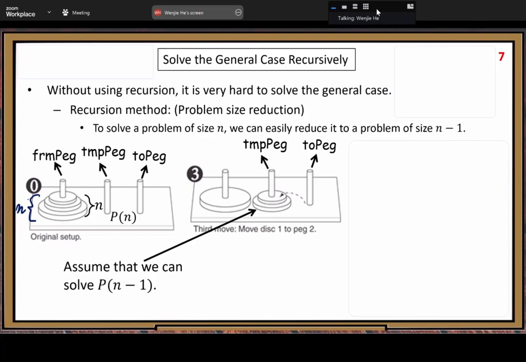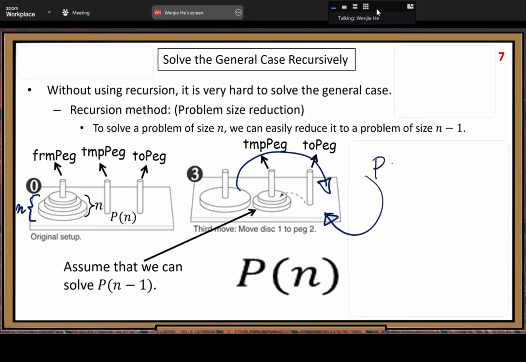We apply that solution first. After that, in between, we need to move the bottom disk from the beginning peg to the destination peg. One disk move. After that, we apply another P of n minus 1. Then we're done. Think about that. Then we're done.